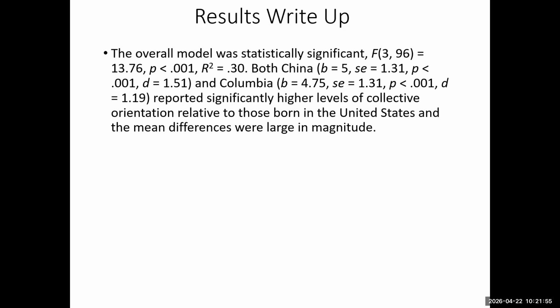And here's some technical statistical information. The overall model was statistically significant. F on 396 degrees of freedom is 13.76. P is less than 0.001. R squared equals 0.30. Both China and Colombia reported significantly higher levels of collective orientation relative to those born in the United States, and the mean differences were large in magnitude.